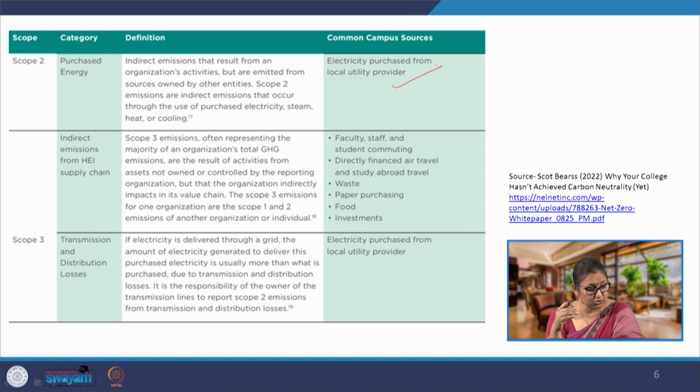And scope 3 emissions are the indirect emissions from the value chain, the supply chain. So, this is, as we have seen, faculty and staff commuting, financed air travel, study abroad travel, waste processing, because most of the time the waste is not being processed on campus, but it is being collected and disposed of or sent to a recycling or processing facility. So, all the emissions for collecting and processing the waste are scope 3. Paper purchasing, food, investments, and electricity purchased from the local utility provider, the T&D losses for that. So, this is all coming under scope 3 emissions.